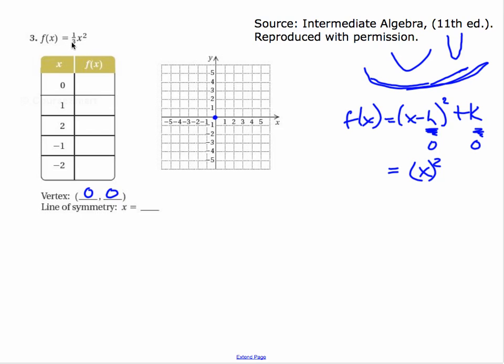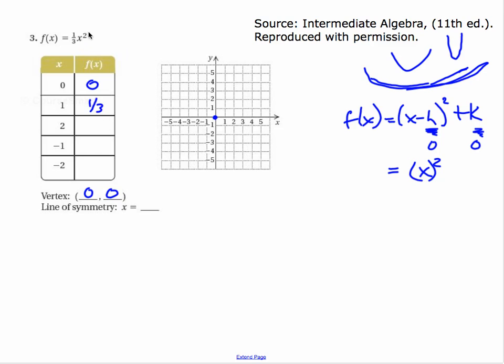Since a is positive, it's going to be going up from there. And now let's use the table of values to help us determine how far up or what the actual curve looks like. So if I put a 0 in for x, 0 squared is 0 times a third is still 0. But we knew that one, right? Well, I put a 1 in there. 1 squared is 1. 1/3 times 1 would be a third, or about 0.33. We'll write it as a third.